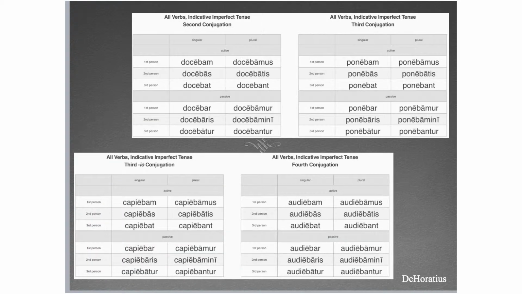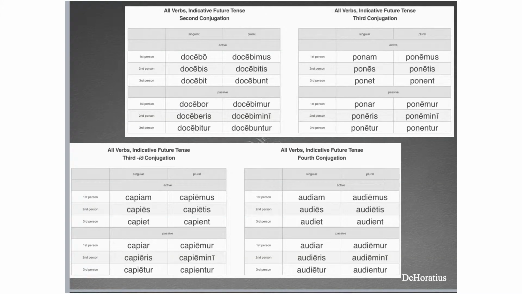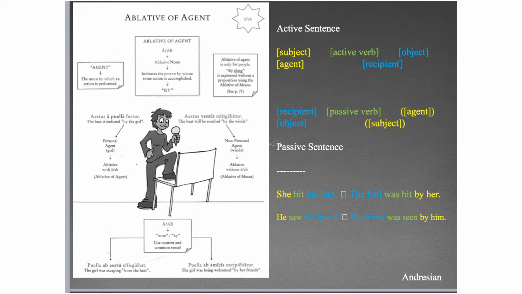All right, this is the imperfect, same thing. All of your conjugations. And then finally the future. All of your conjugations.